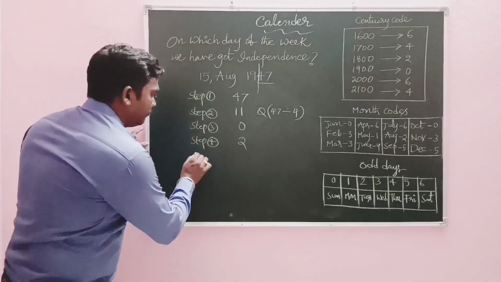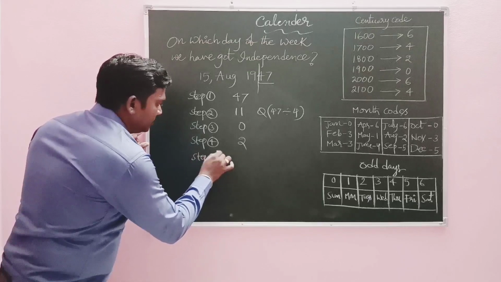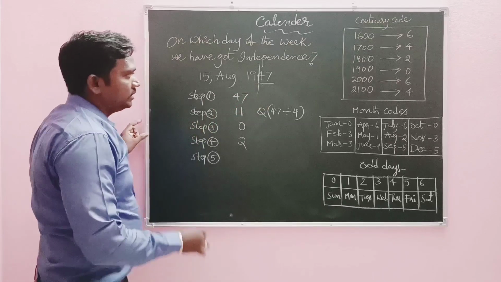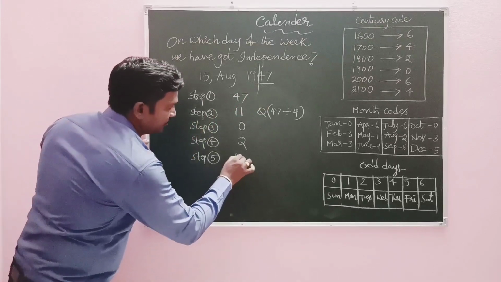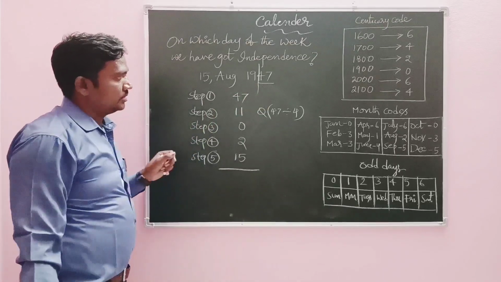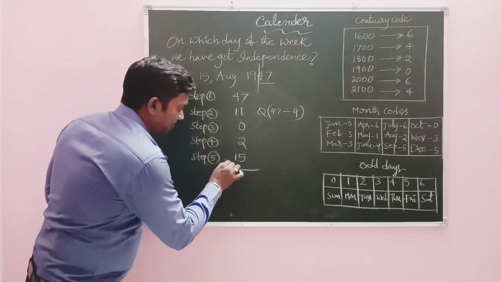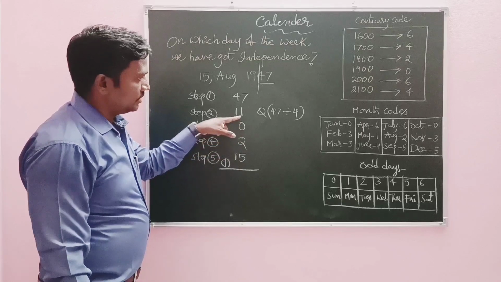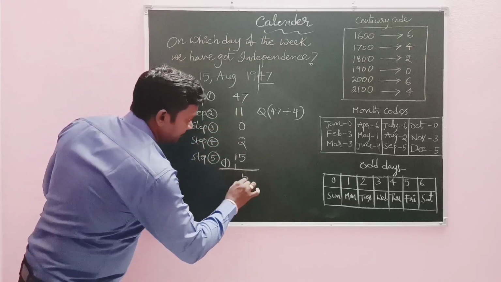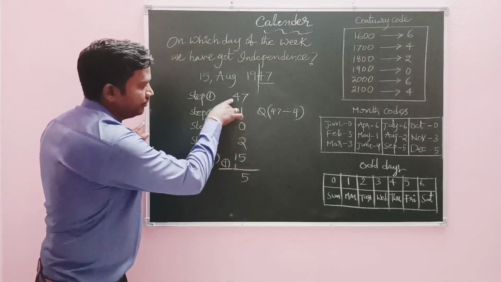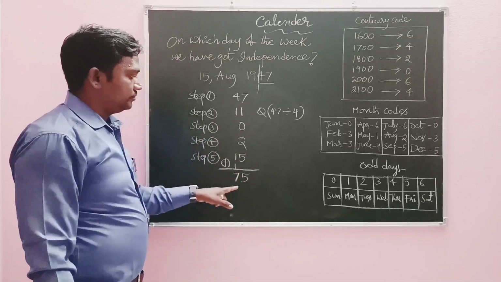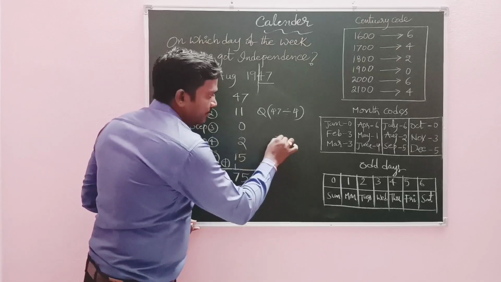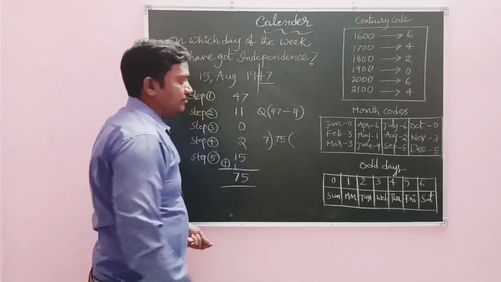Now step 5, this is the day of the given year, so 15. Now sum all these: 47, 11, 0, 2, 15, so we get 75. Now this 75 is divided by 7.